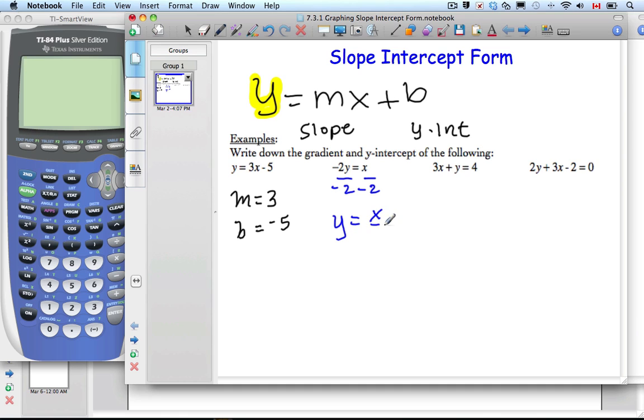Well, that's the same thing as -1/2 x. There's a 1 in front of our x. That 1 is our coefficient. So that's the same thing as -1/2 x. And we can just keep that in mind.